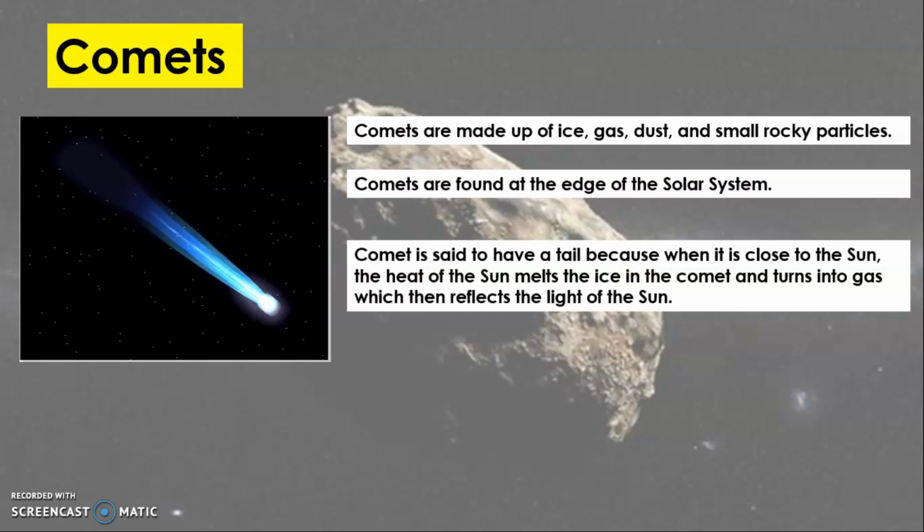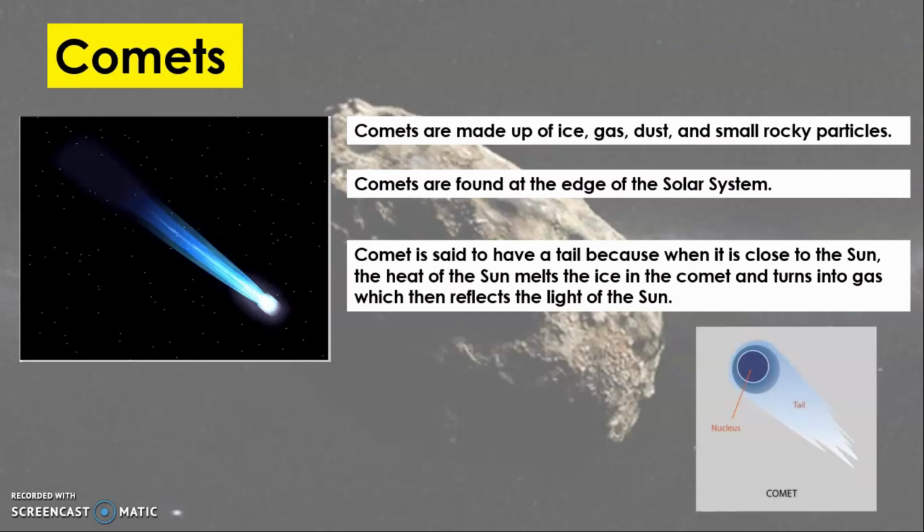Comet is said to have a tail because when it is close to the sun, the heat of the sun melts the ice in the comet and turns into gas, which then reflects the light of the sun. So the tail that you see, it's the reflection of the sunlight.